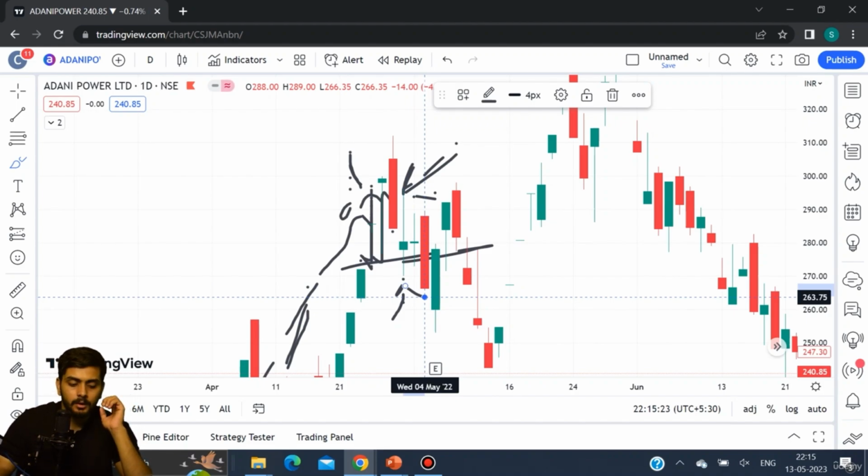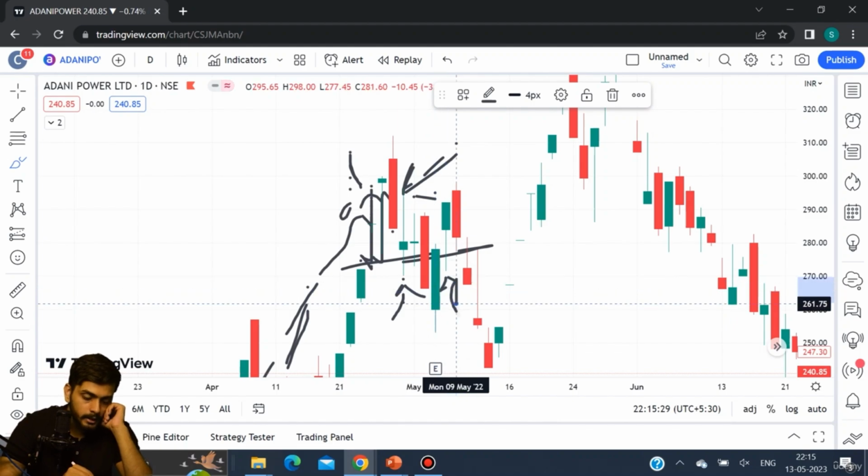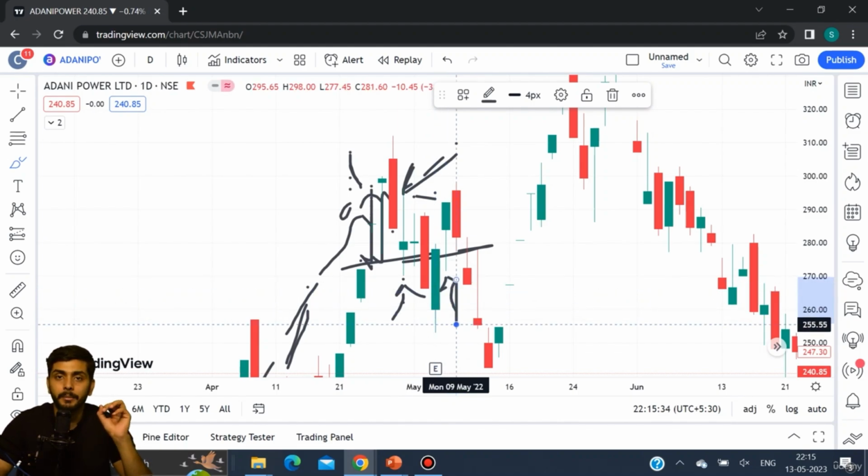Right now, if you see here, whenever you took the entry, the market went up. Right now, what will you do? What will happen here? You will hit the stop loss. Agreed, I am hitting the stop loss here. Stop loss is important to me.